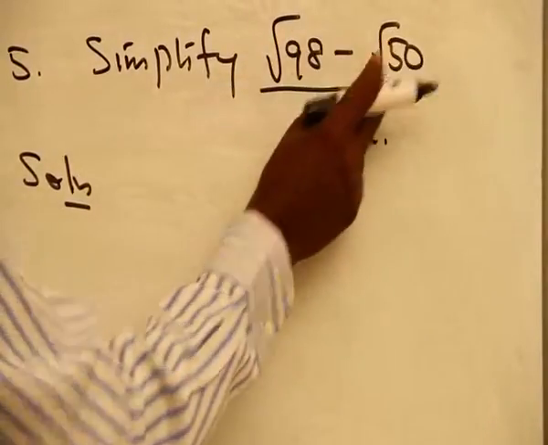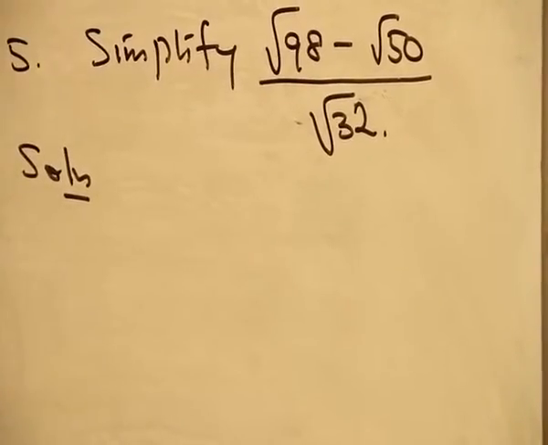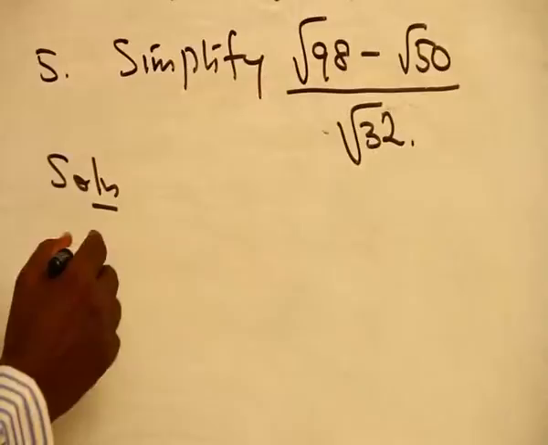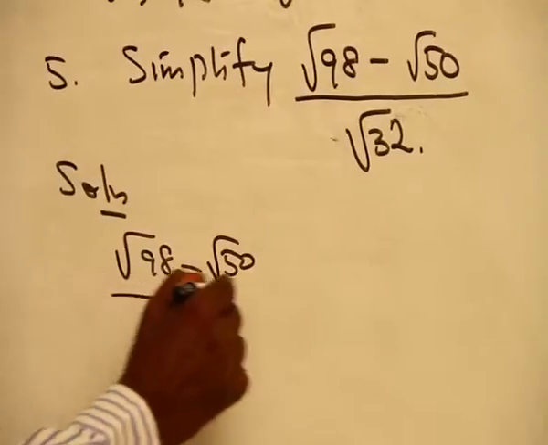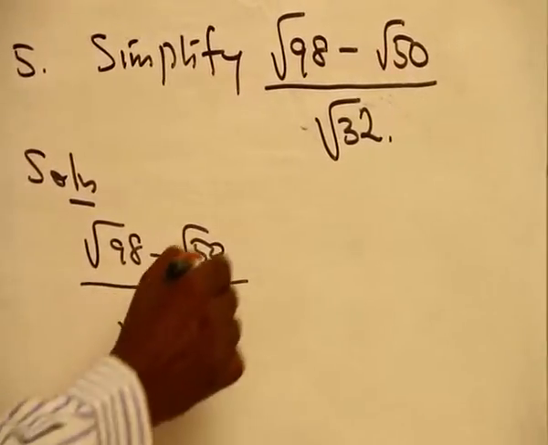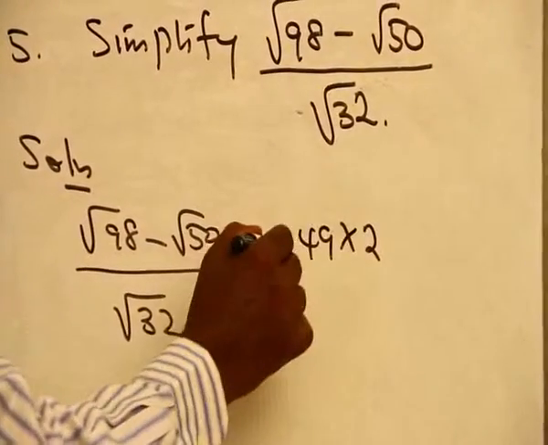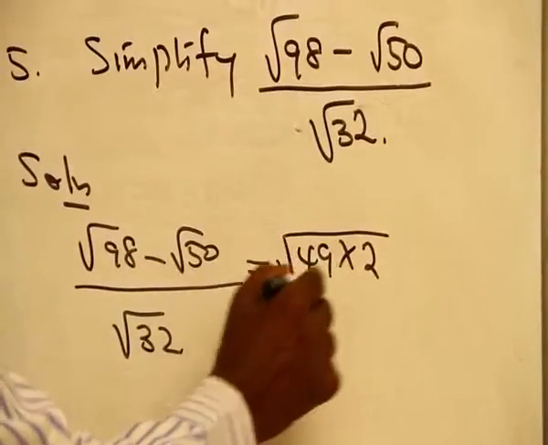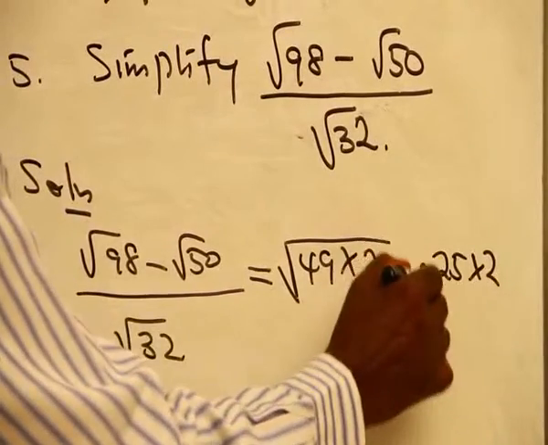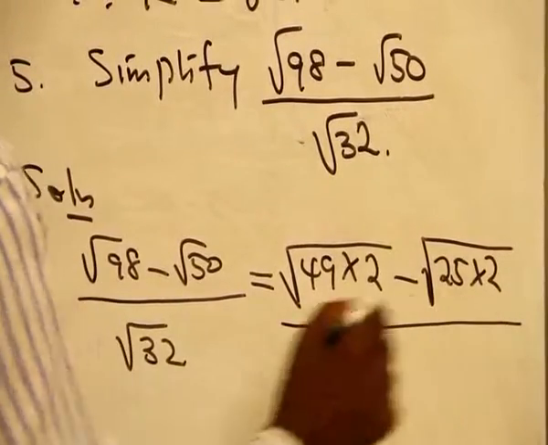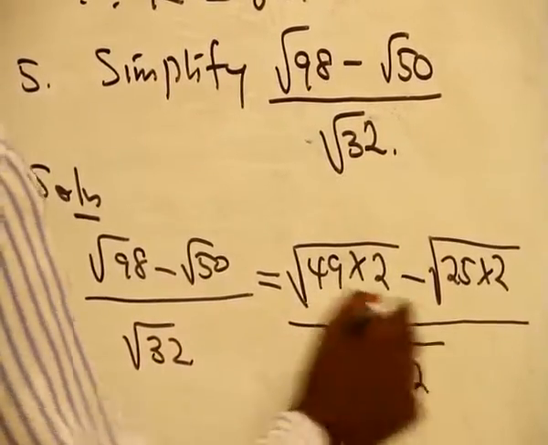These numbers can be broken down into two factors, that one of the factors is a perfect square. 98, for example, minus root 50 all over root 32 actually is the same thing as 49 times 2 under square root, minus 50 is 25 times 2 under square root, and then of course 32 is 16 times 2 under square root.